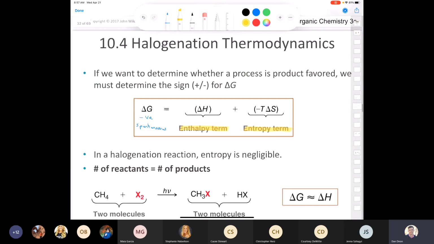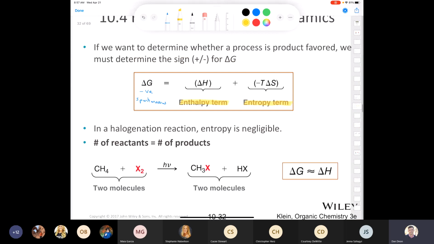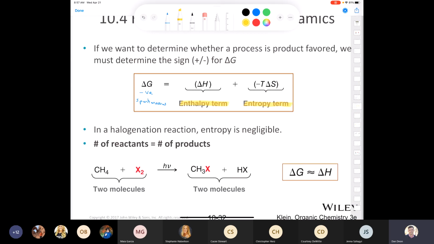Okay, well, if we examine the change in Gibbs free energy for different halogens, let's take a look at what happens. So first of all, in a halogenation reaction like this one here, the entropy term can be ignored. Why? Well, we're starting with 2 molecules and we're ending up with 2 molecules, and so the change in entropy is going to be so small that we're just going to ignore that term. And so that kind of simplifies it, doesn't it? Our delta G is going to be almost equal to our delta H. So all we have to do is calculate the change in enthalpy for a reaction, and that will tell us what the change in Gibbs free energy will be.